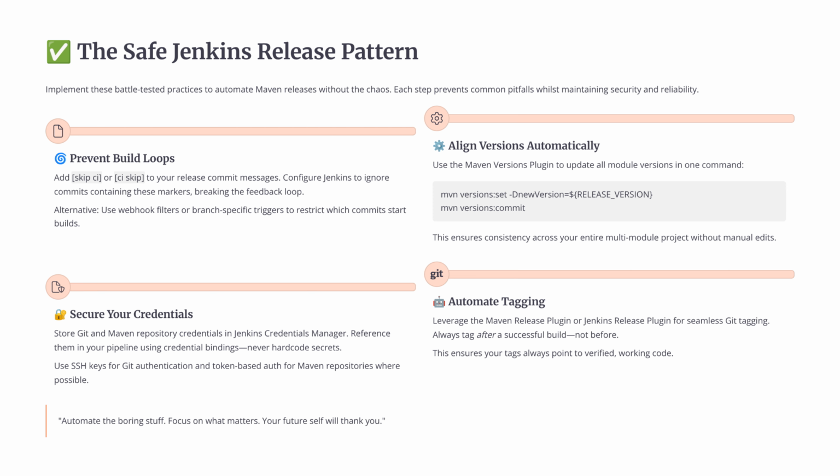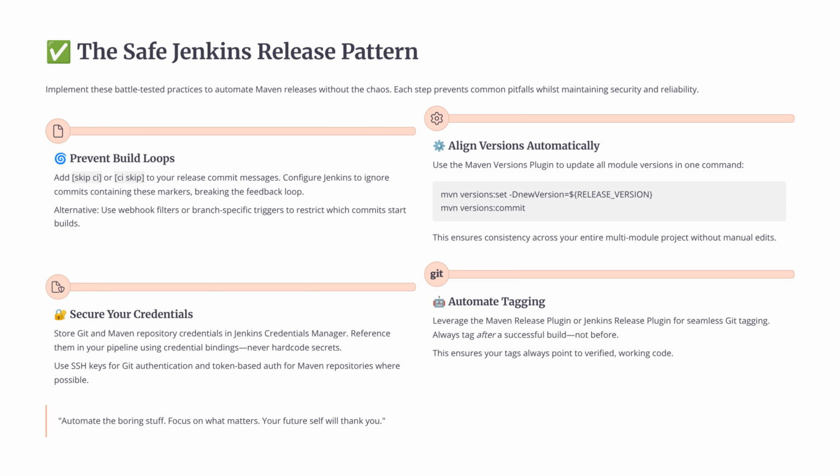So in your pipeline, after you've decided on the new release version, run the Versions plugin to set and commit that version. This keeps all your modules perfectly aligned, no mismatched numbers, no broken dependencies.